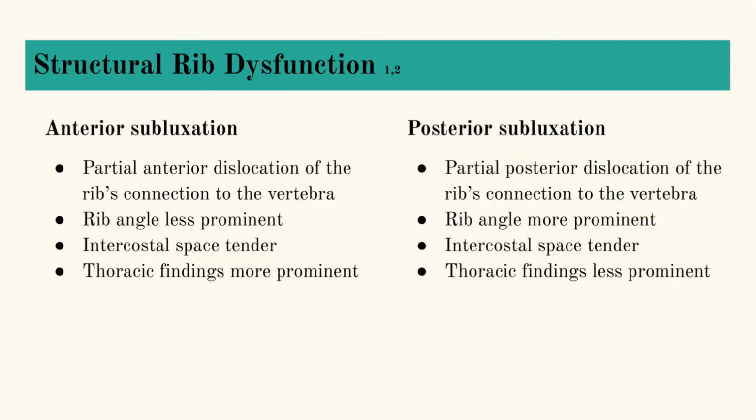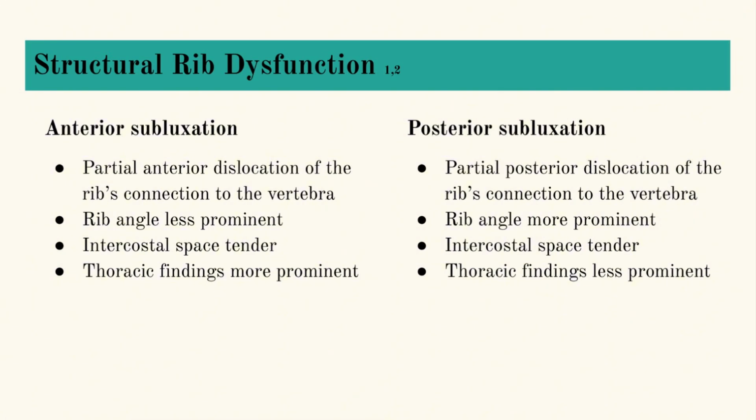So for the structural rib dysfunction, as I previously stated, we have an anterior subluxation and a posterior subluxation. For the anterior, it would be a partial anterior dislocation of the rib's connection to the vertebrae. And then the rib angle would be less prominent, the intercostal space would be tender, and the thoracic findings would be more prominent.